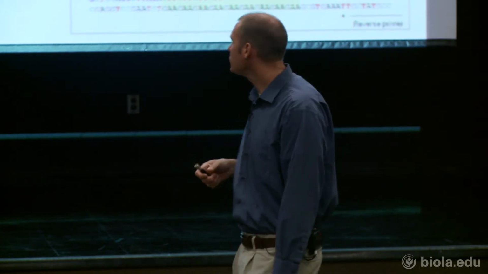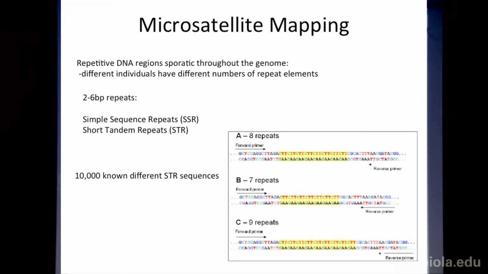So we've got a lot of markers then, 10,000 known places in the genome, and you can then sequence people and just look for how big. You don't even have to sequence it really. You can just PCR amplify. And actually that's my next slide.